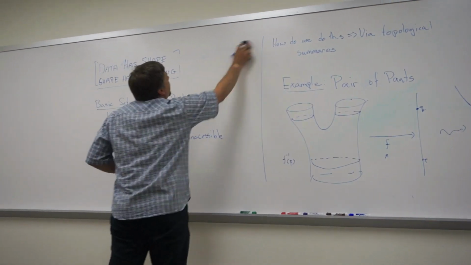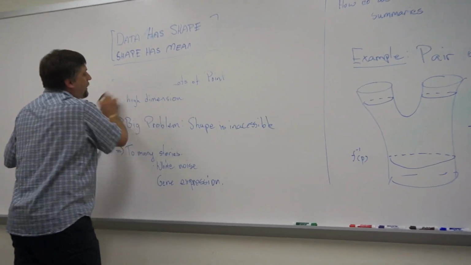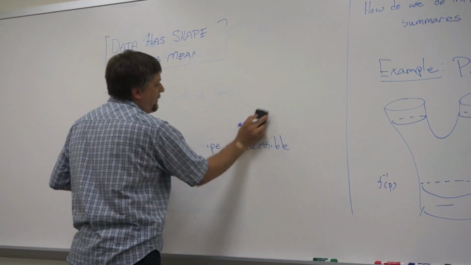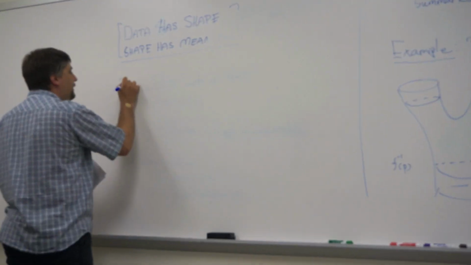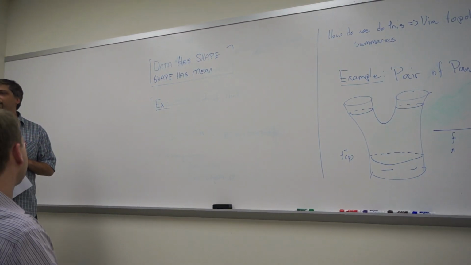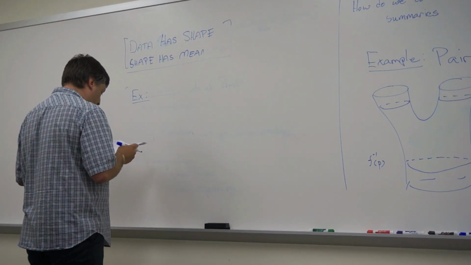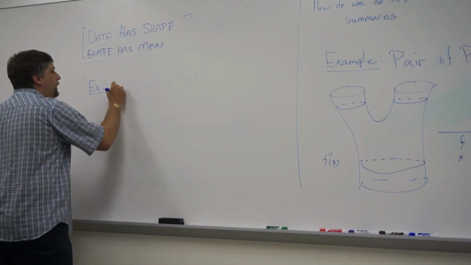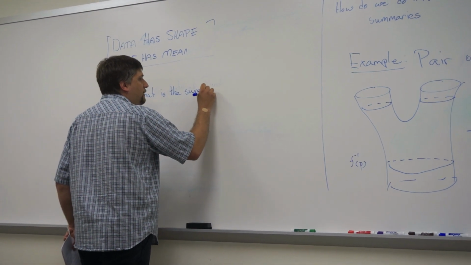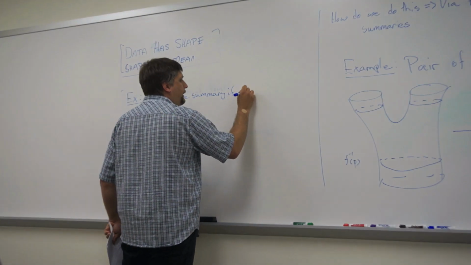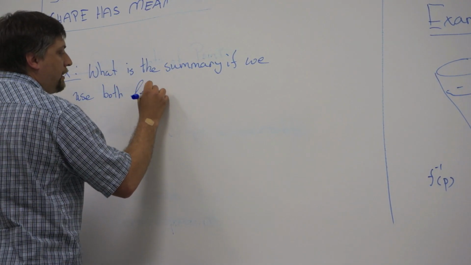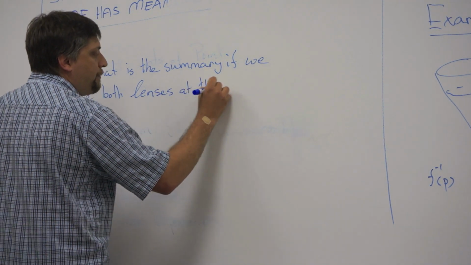Having come from academia not that long ago, I'm going to give you an exercise now, a homework assignment. So here's the exercise, which is: what is the summary if we use both lenses at the same time?